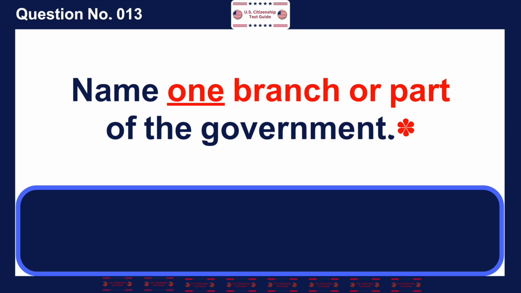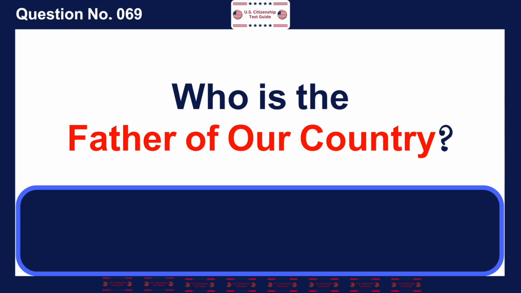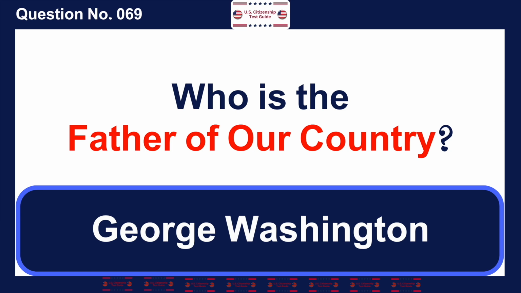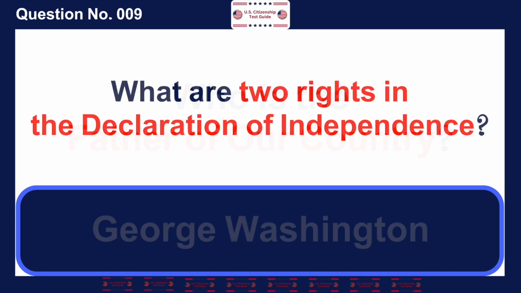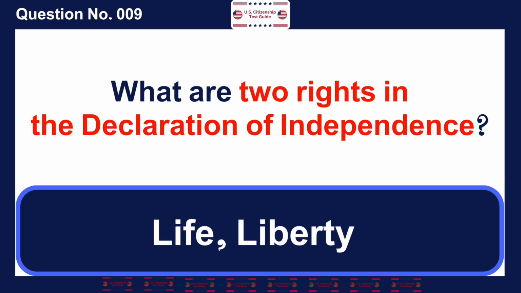Name one branch or part of the government. Congress. Who is the father of our country? George Washington. What are two rights in the Declaration of Independence? Life, liberty.